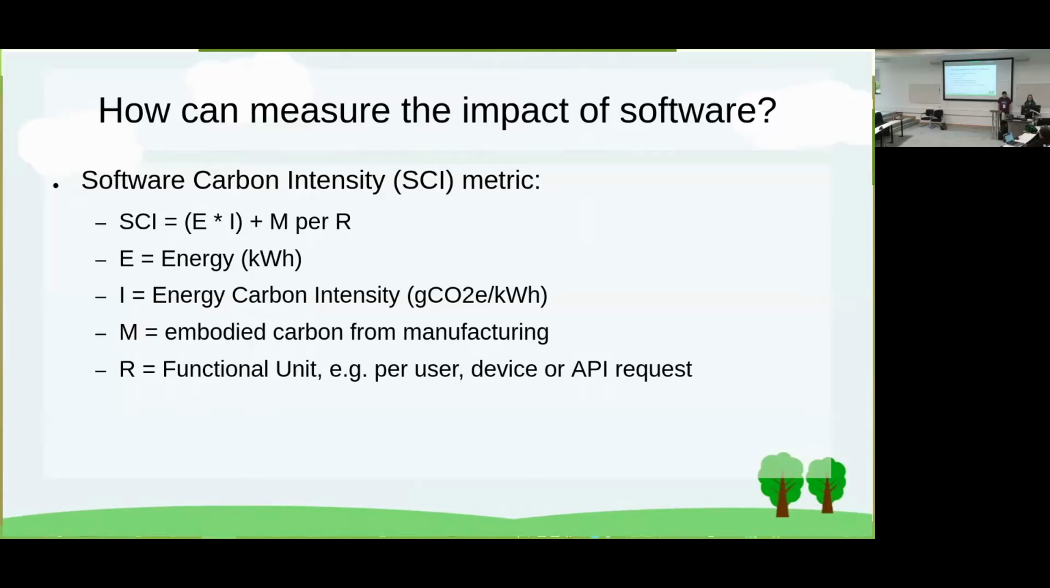So this is referring to per the user or per the device or per the API request, per whatever is the appropriate unit that you're wanting to consider.